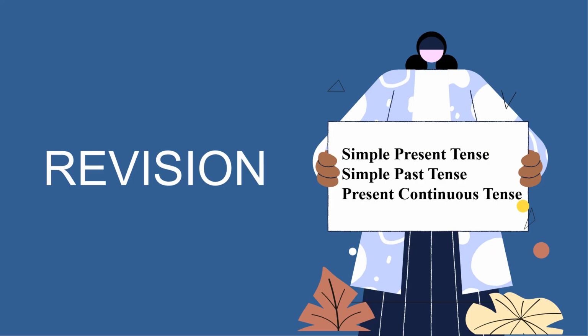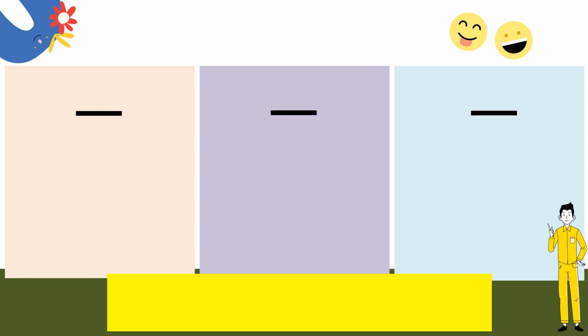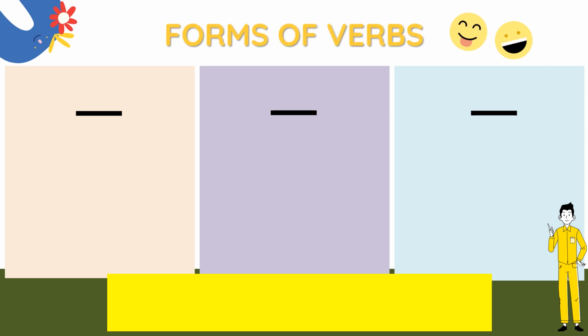So today we are going to do a revision of simple present tense, simple past tense, and present continuous tense forms of verbs. Okay, so this is just a quick revision about the three tenses. This is exactly like the last few weeks, so you still have to listen and remember. So the first one, simple present tense.